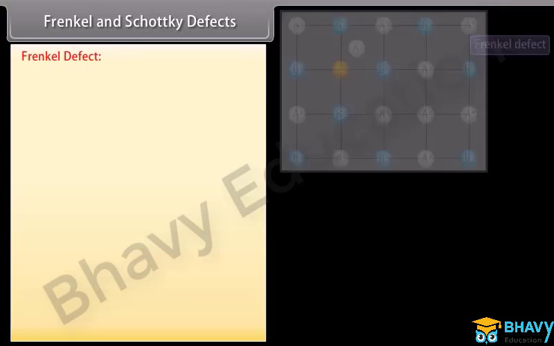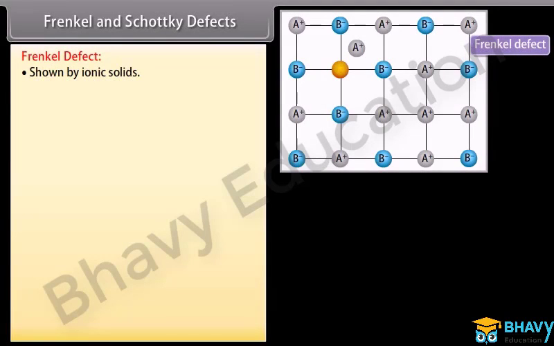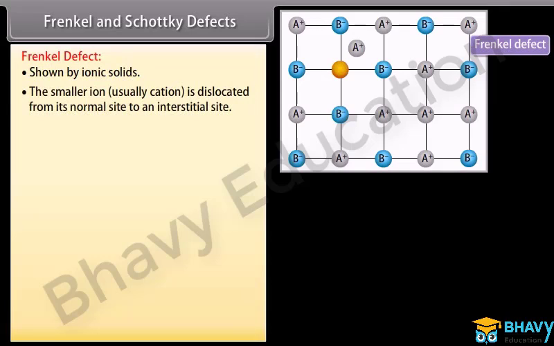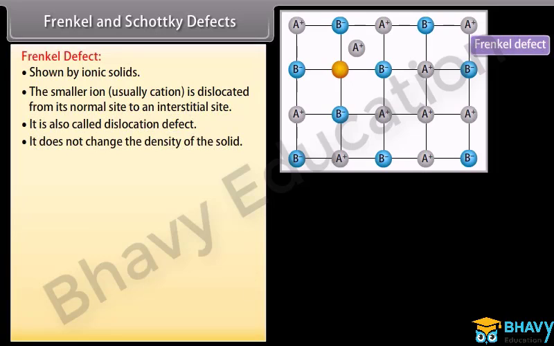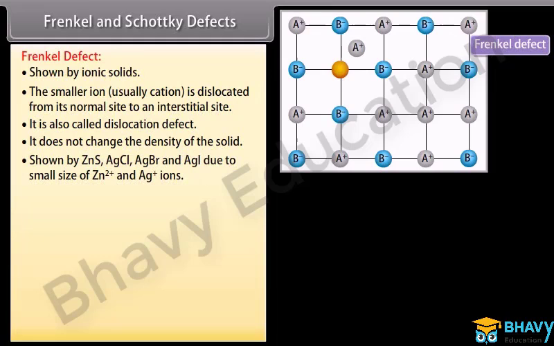Frenkel and Schottky defects. Frenkel defect, shown by ionic solids. The smaller ion, usually the cation, is dislocated from its normal site to an interstitial site. It is also called dislocation defect. It does not change the density of the solid. Shown by ZnS, AgCl, AgBr, and AgI due to the small size of Zn2+ and Ag+ ions.